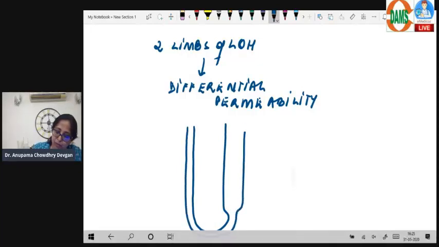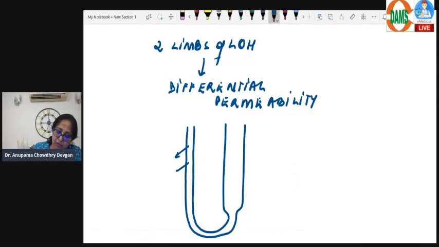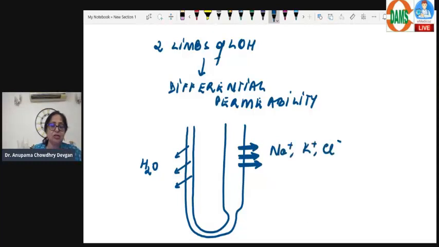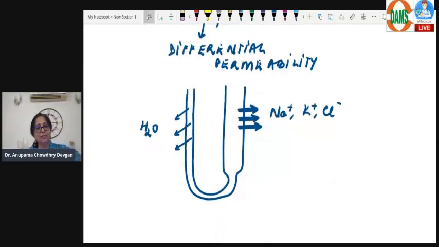The descending limb of loop of Henle is permeable to only water, and the thick ascending limb is permeable to only solutes, Na+, K+, and Cl-. So this is what is meant by differential permeability. The descending limb is permeable only to water, ascending limb only to solutes, Na+, K+, Cl- co-transport. And if you remember, we said the absorption of solutes in the thick ascending limb is more than the absorption of water in the descending limb, right?